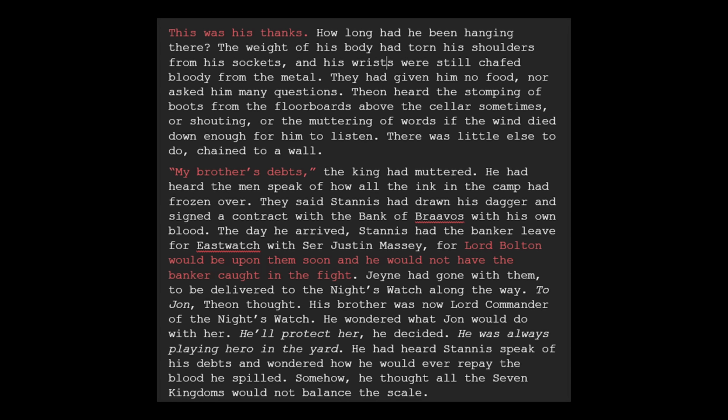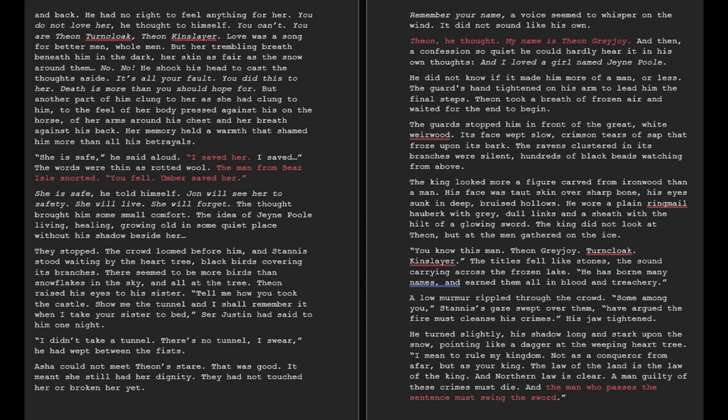My brother's debts is actually something that King Stannis says. He says it with Tycho Nestoris. And I just felt that this conversation really didn't land well, and we didn't really need to see it. And then the phrasing Lord Bolton would be upon them is something that Stannis says in that conversation, so I just repurposed it. And then Theon Turncloak is actually what Stannis says to Theon. It's one of the first things that he says. You fell, Umber saved her is something that Stannis says, but again, because we don't really have the Stannis conversation in this chapter, I wanted to save the line, and I just attributed it to somebody else.